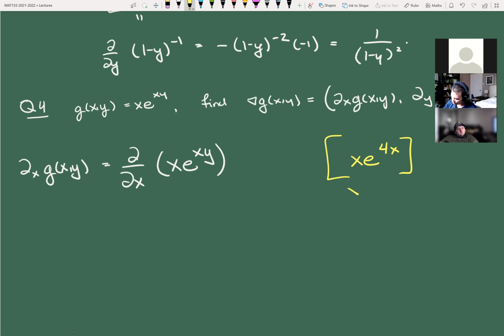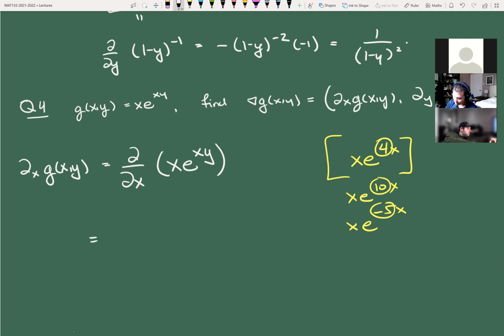Or if I changed it to a different constant, what if I did something like x e to the 10x, right? Or x e, that's pi, to the negative 5x, right? This isn't really going to affect the derivative. It is going to show up, right? But it's not really going to affect the derivative. And y is playing the exact same role in this partial derivative, okay? It's just a constant. It's just coming along for a ride.